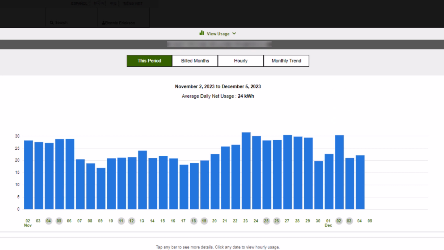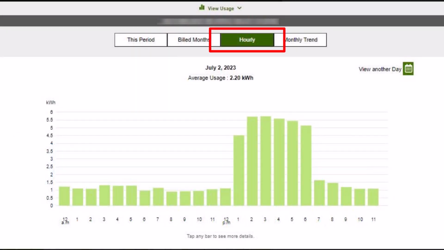If so, select that day by clicking on the number below the bar to review the hourly electricity use for that day. We can use this information to review what appliances or devices may have been running and created higher usage during specific hours of the day.